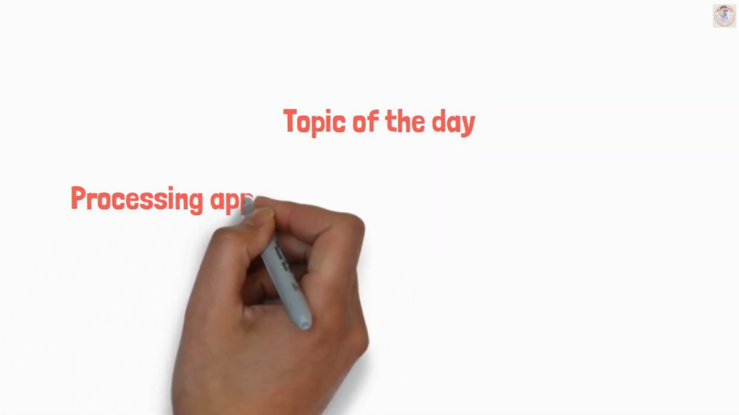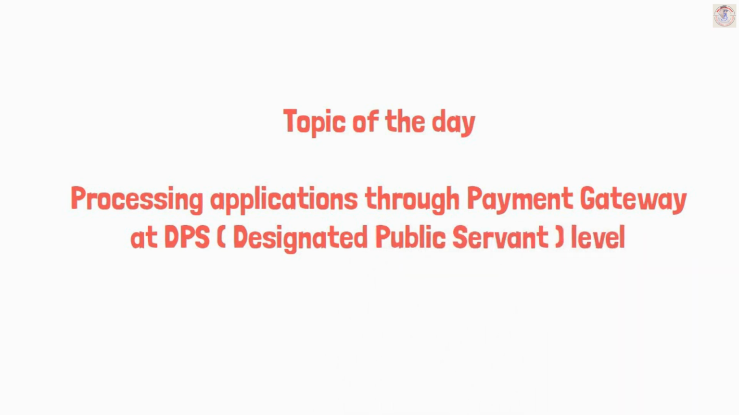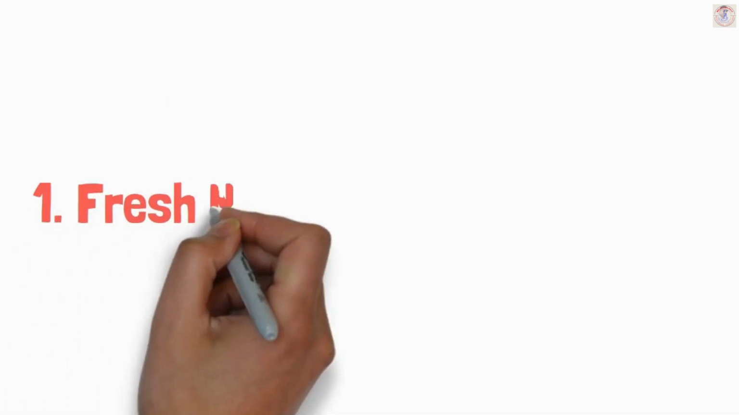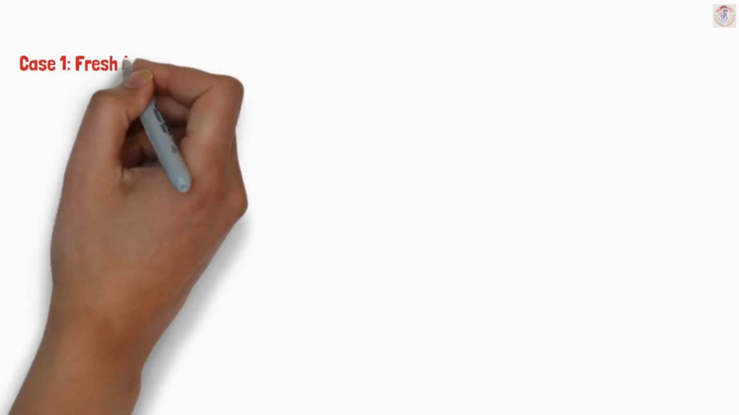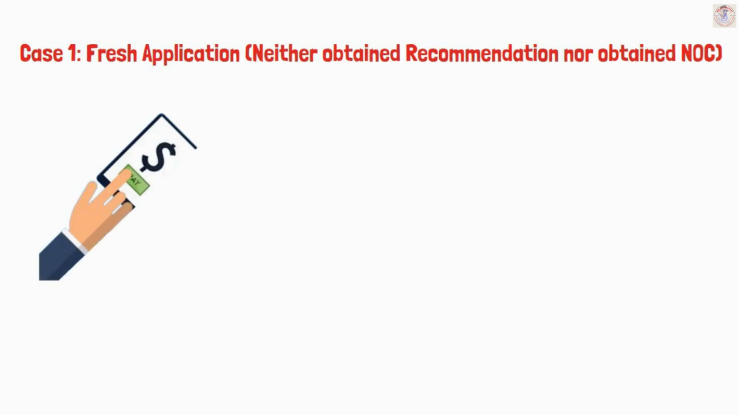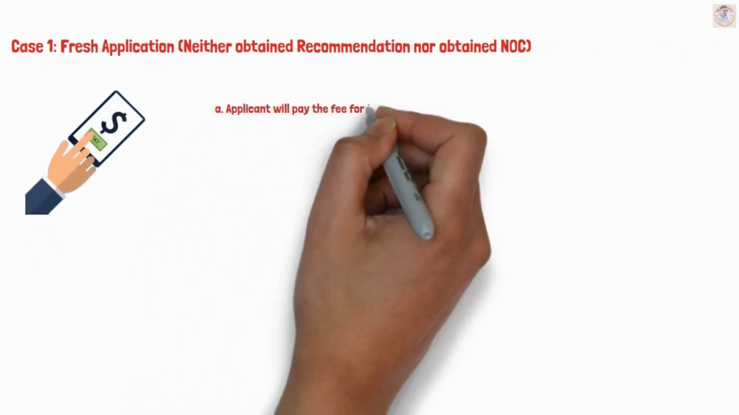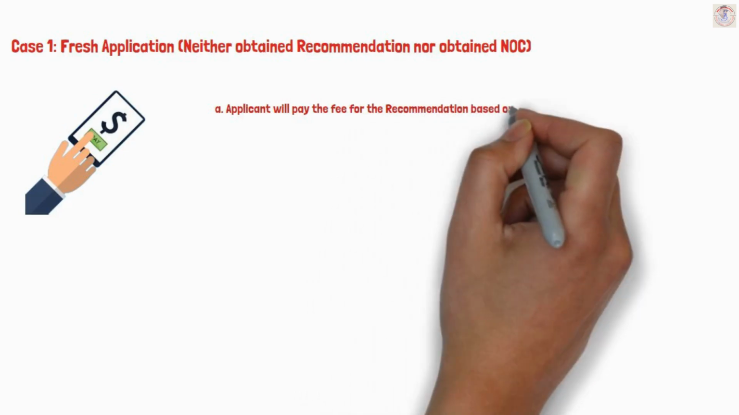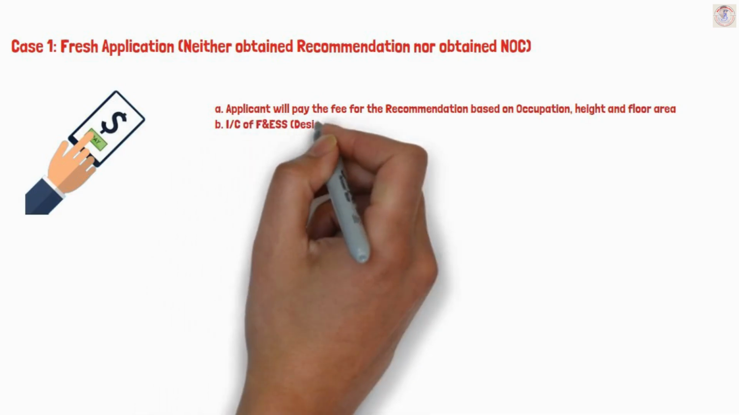Topic of the day: processing applications through payment gateway. At DPS, designated public servant, level 1, fresh no objection certificate. Case 1, fresh application, neither obtained recommendation nor obtained NOC. A. Applicant will pay the fee for the recommendation based on occupation, height and floor area.